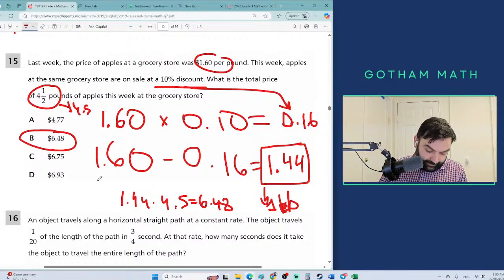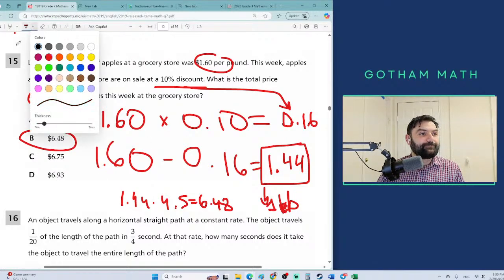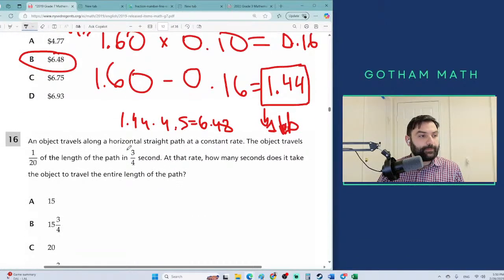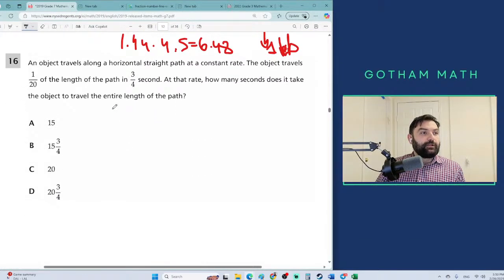Moving on into question number 16. An object travels along a horizontal straight path at a constant rate. The object travels 1/20th of the length of the path in 3/4 seconds. At that rate, how many seconds does it take the object to travel the entire length of the path? Proportion.